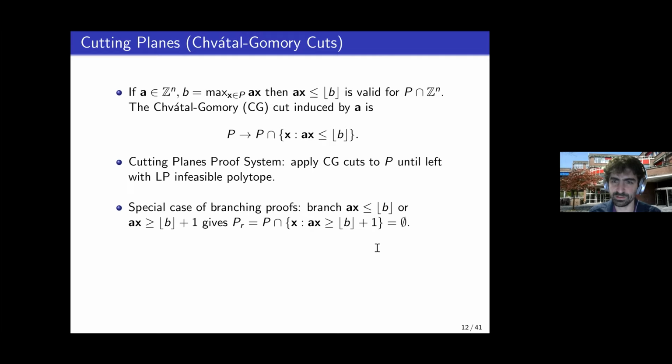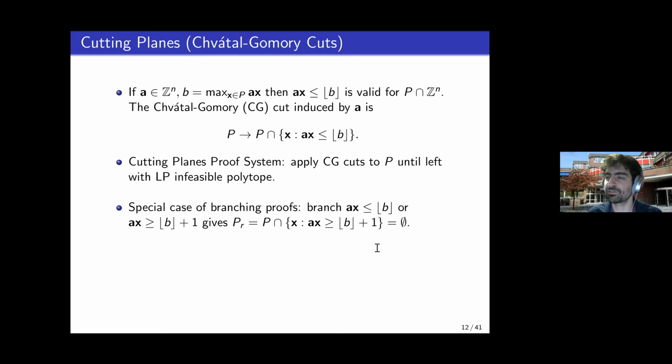This follows from a very simple observation: a CG cut is in one-to-one correspondence with a branch where one side of the branch is empty, right? So if you take Ax ≤ b as we have above, and I branch on Ax ≥ floor of b plus one, that polytope has to be empty, just by construction. So one side of the branch will be empty and the other side will be non-trivial. So you can always simulate a cutting plane proof using branching of a very special structure, where one side of the branch is always empty.